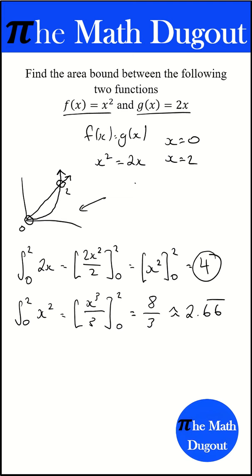But as predicted by our visual, we can see that there is more area underneath our linear line than there is underneath our quadratic line. And that makes sense because our quadratic curve is sat below the linear curve.